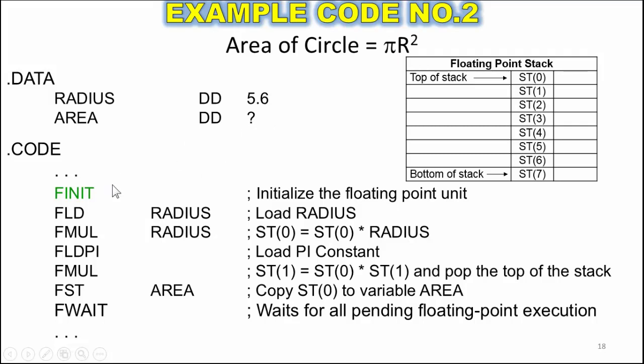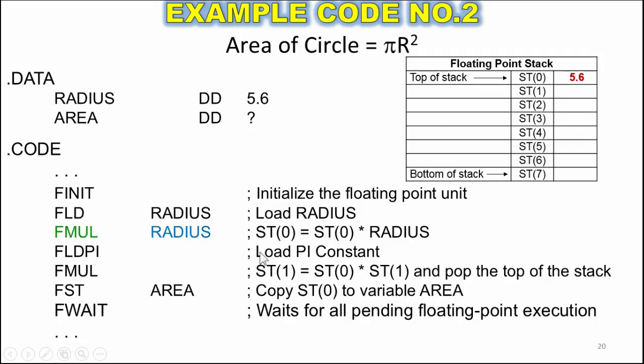In the code segment, the finit command initializes the floating point unit. The next command, fld radius, loads the value of the variable radius, which is 5.6, at the top of the floating point stack.